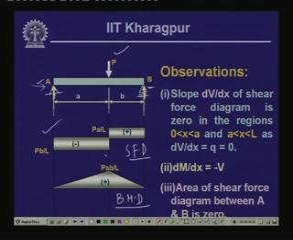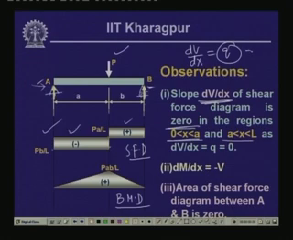Now, from these, if you look into the slope dV/dx, that means the rate of change of shear along the length, for this part as well as this part, which is x between 0 to a or x between a to L, we find that the dV/dx value of the shear force diagram is 0. Which is the case because dV/dx, as we know, is equal to q, and if q is equal to 0, expectedly dV/dx is equal to 0, and this is what is happening in this particular diagram.